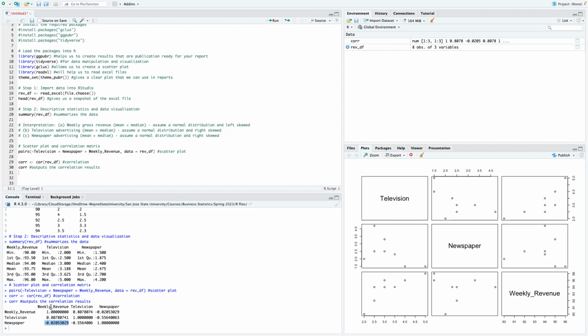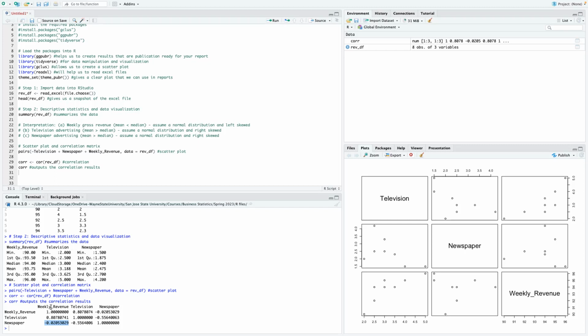And that's basically negative 2.1%, or just negative 2.05 percent. So a negative relationship between newspaper and weekly revenue, and that's a weak relationship between those two. That's basically telling us that the amount of money spent on newspaper advertising doesn't really bring in so much in terms of the gross weekly revenue when compared to television.